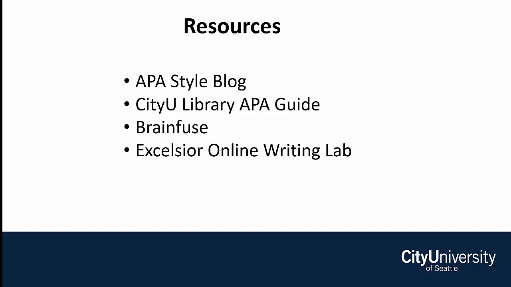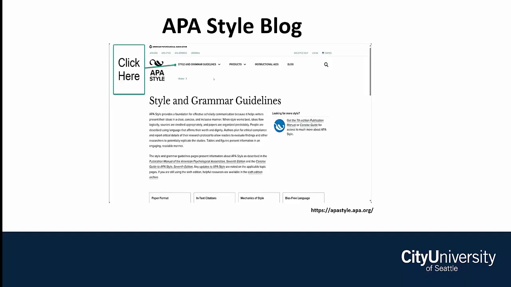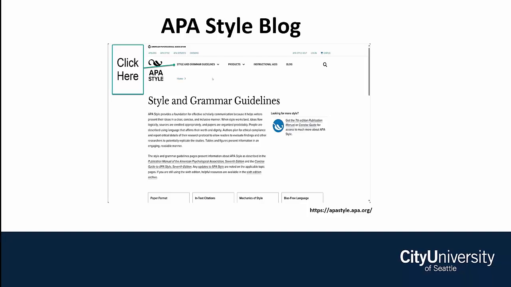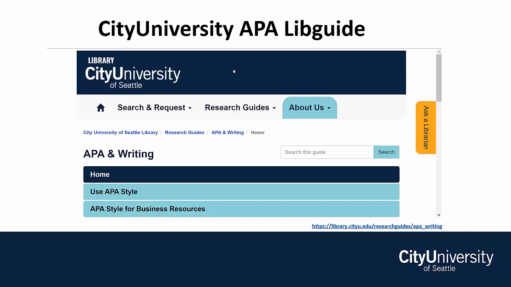Let's cover some resources that are available to you. The APA Style Blog, CityU Library APA Guide, BrainFuse, and Excelsior Online Writing Lab. The APA Style Blog is maintained by the American Psychological Association. It is very useful for finding up-to-date style and grammar guidelines by the APA. The instructional guides provide assistance via tutorials and webinars, handouts and guides, and sample papers.